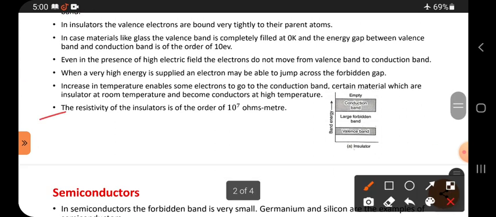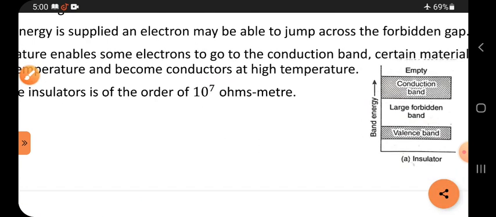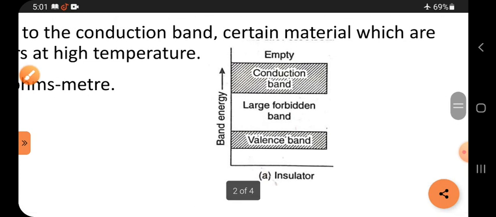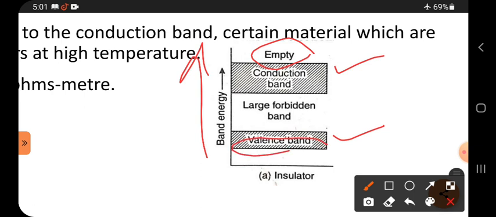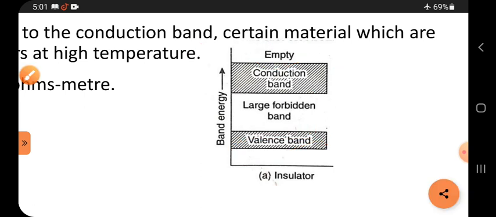Next, the resistivity of an insulator is of the order of 10 to the power 7 ohm meter. It is a very large resistivity for the insulator. Now see the diagram for the valence band and conduction band. Band energy increases in this direction. In an insulator, the conduction band is always empty and the valence band is fully filled, and this gap is very large. That gap is the forbidden energy gap.